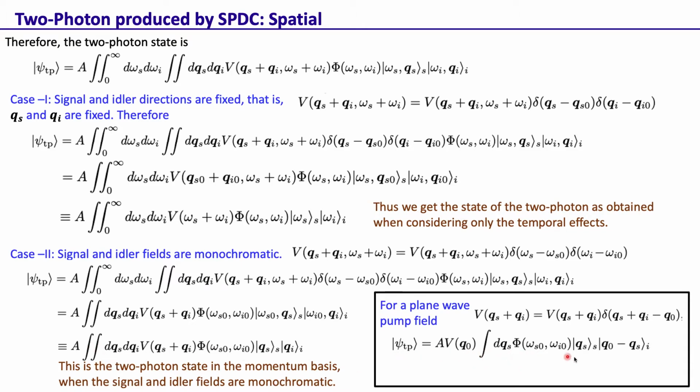Now when we write it in this form, we can see that this integral is essentially inseparable as far as signal idler modes are concerned. We cannot write this state as a state of signal times the state of idler. So this is basically an inseparable state, and thus an entangled state. When we have the two-dimensional integral, it's not easy to see, but when we write this as a one-dimensional integral, then it is very easy to see that this is an inseparable state.